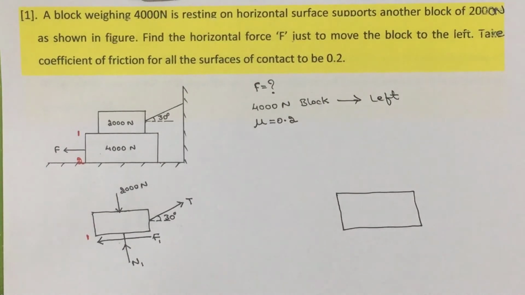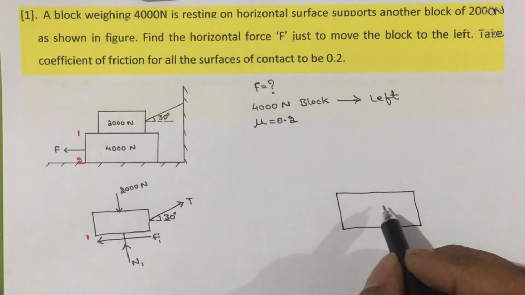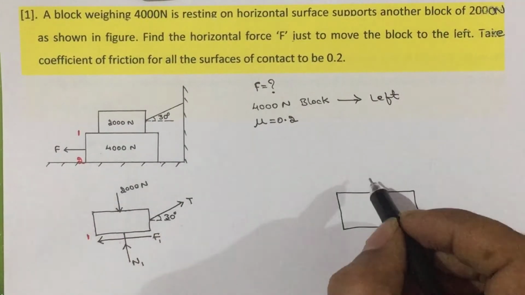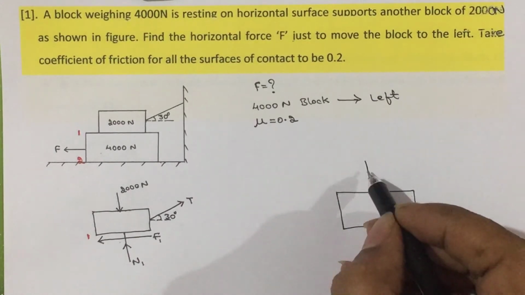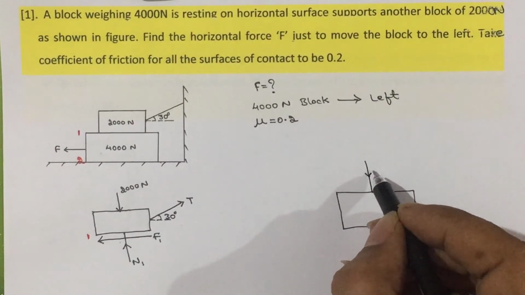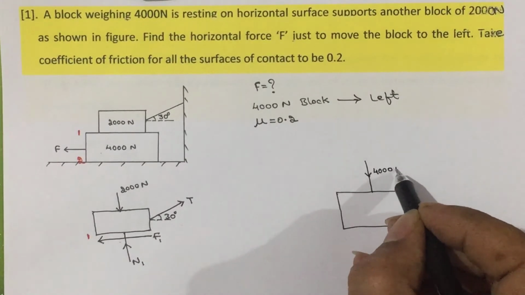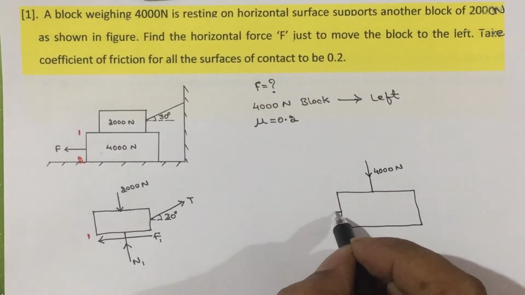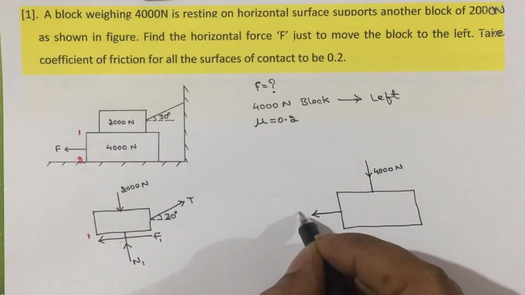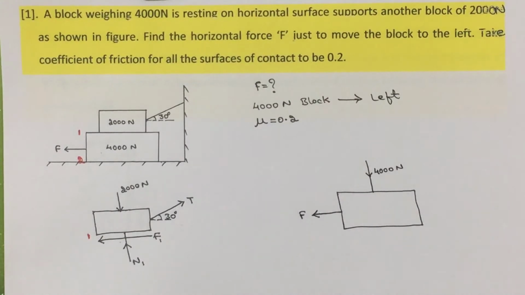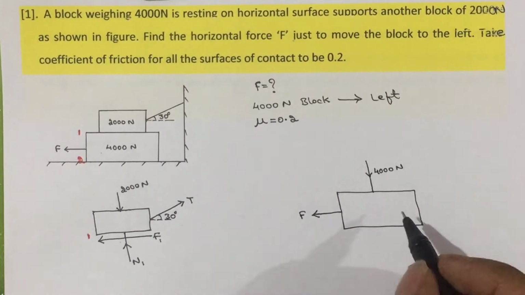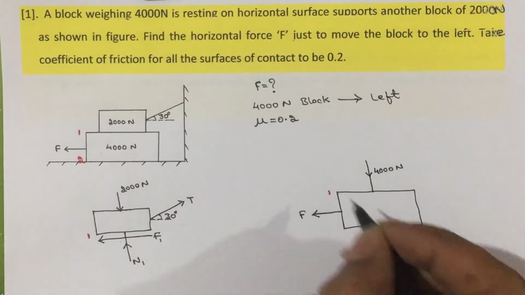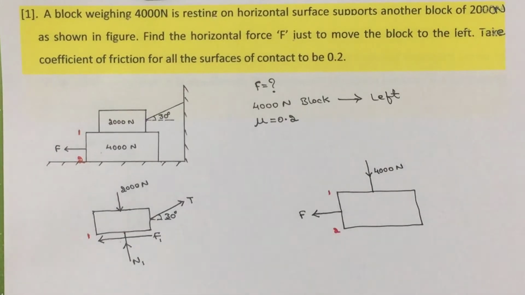Understood? Then we will come to the 4000 Newton block. First write the weight. Weight acts vertically downwards, so it is 4000 Newton. Then attachments: a force F is attached, so write down that one. Then contact surfaces: we have two contact surfaces for this block, above as well as below. Above is the first contact surface, below is the second contact surface.